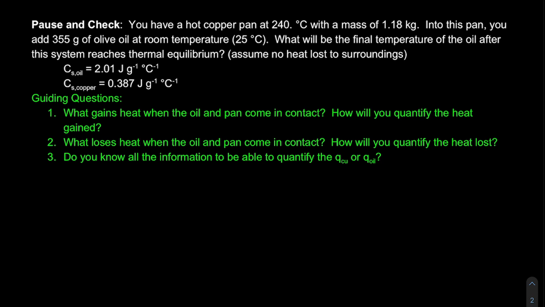So you have a hot copper pan at 240 degrees Celsius with a mass of 1.18 kilograms. Into this copper pan, we add 355 grams of olive oil at room temperature, so 25 degrees Celsius. What will be the final temperature of the oil after the system reaches thermal equilibrium? And we also have some information about our specific heat capacities. Down here, I just have some guiding questions that might help us think about answering this question.